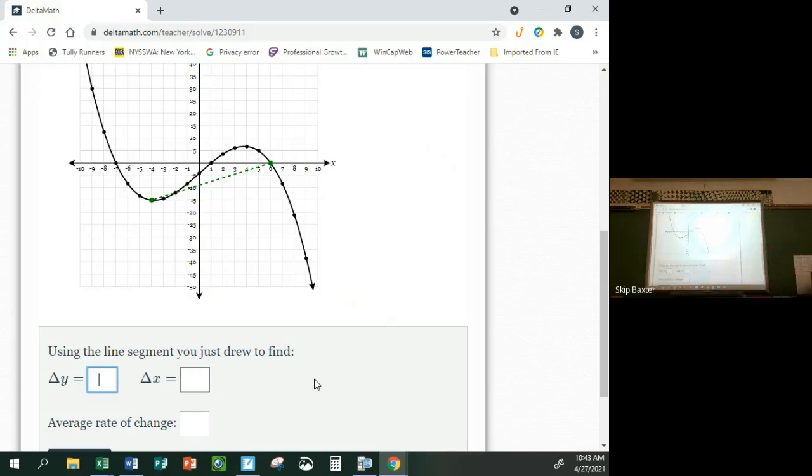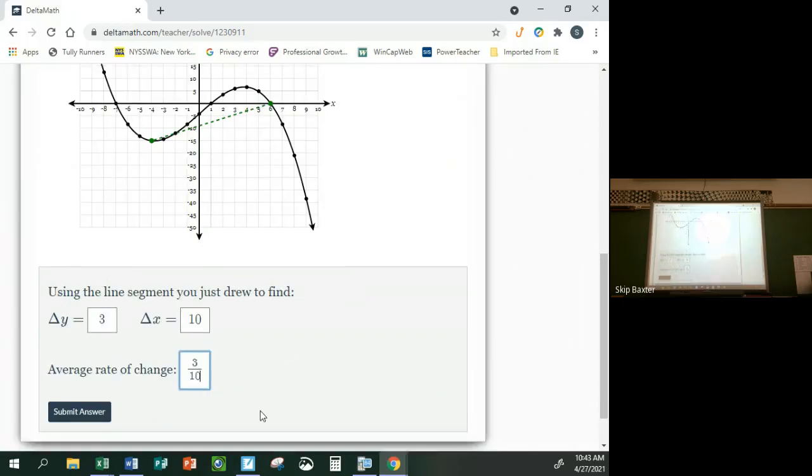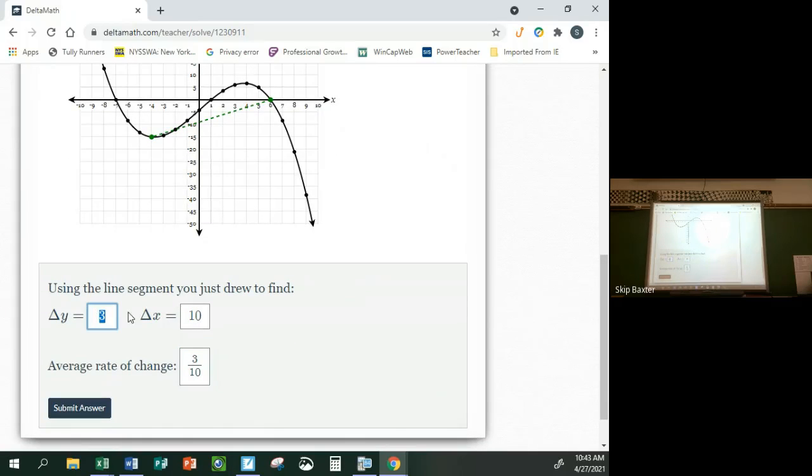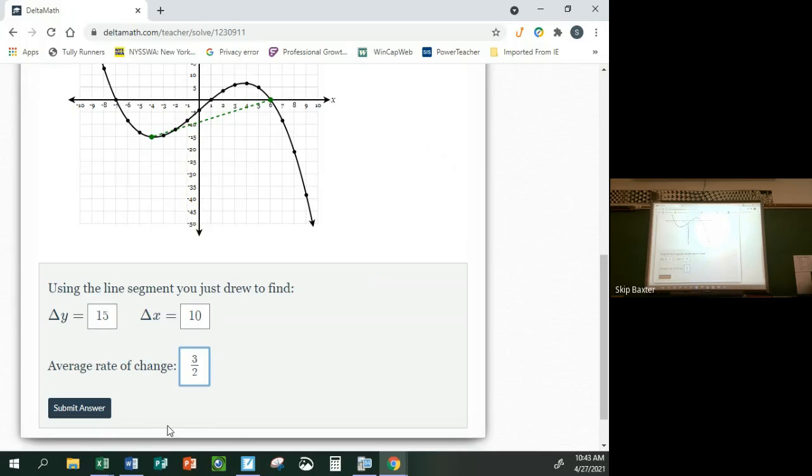So make sure if it's going down, the change in y would actually be negative, right? And the change in x, in this case, the scale is just 1 to 1, so it's 10 between those. So then the average rate of change is just change of y over change of x. I messed up. 15/10. So the answer should be 3/2, right? 15/10 is equal to 3/2.